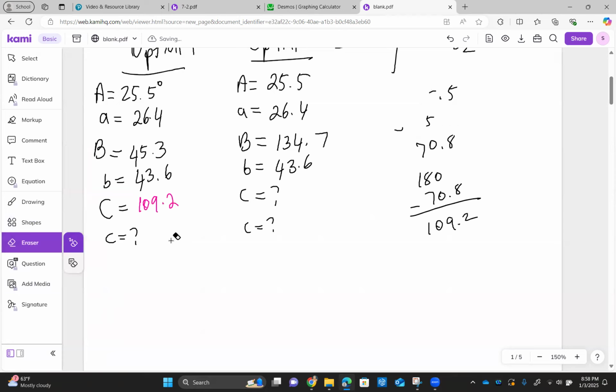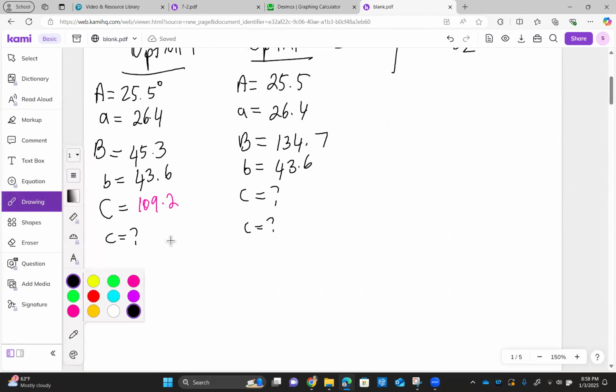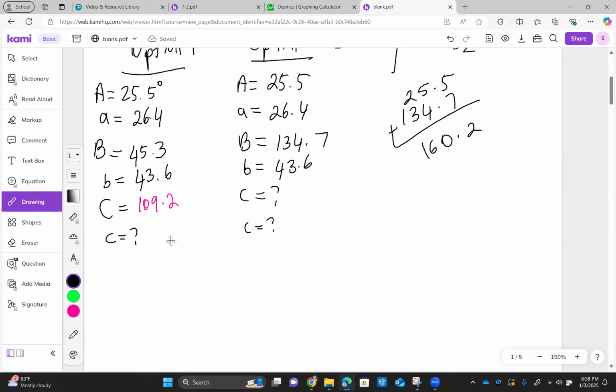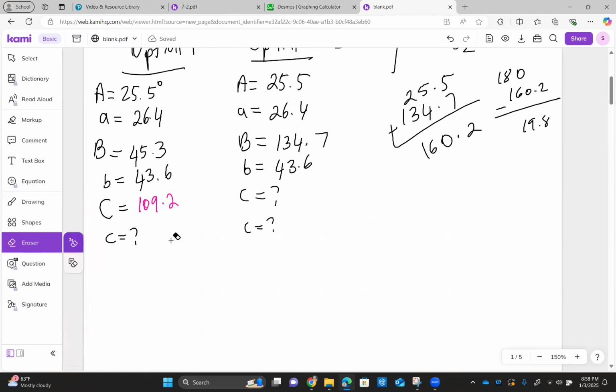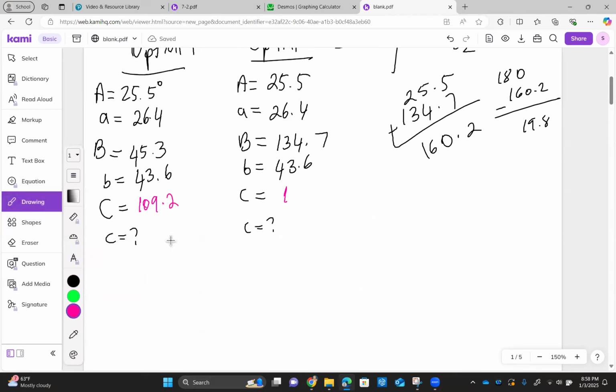However, for option 2, because angle B has changed, we use another value for angle B. So that makes our angle C different. Angle A here is 25.5. I'm going to add it with 134.7, which will give me this sum. And then when I subtract this sum from 180, it's going to give me 19.8 as an answer. So for angle C for option 2, the value must be 19.8 degrees. For each triangle, we will get different C values.